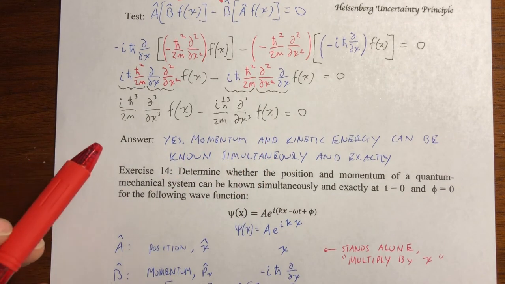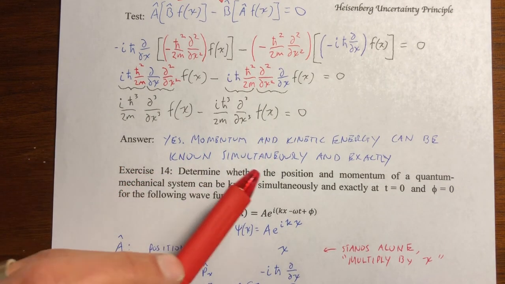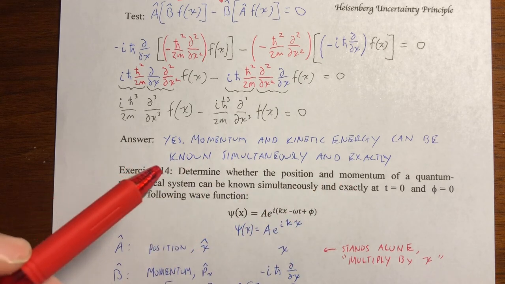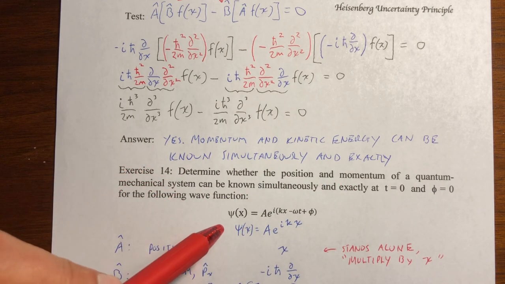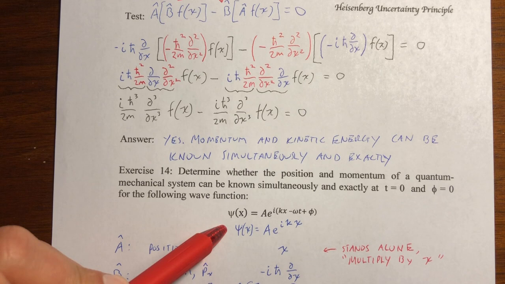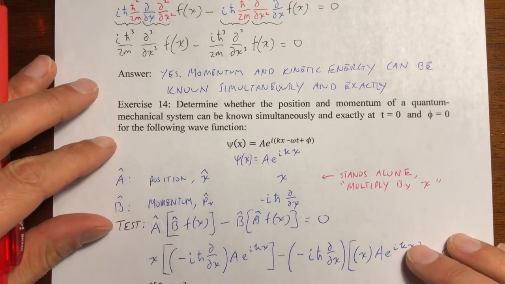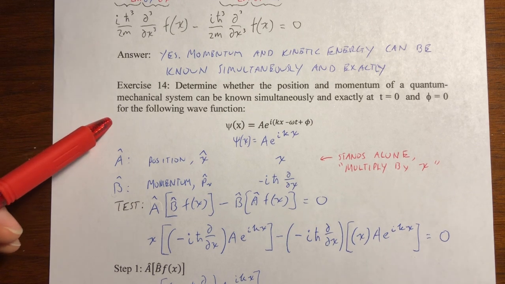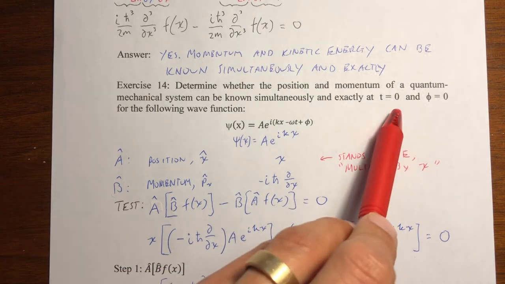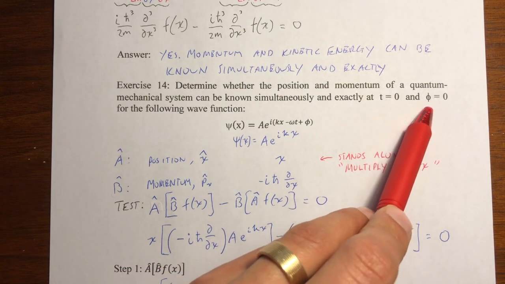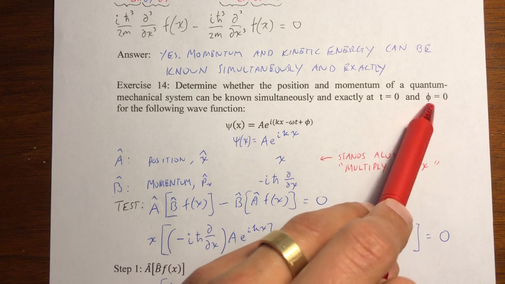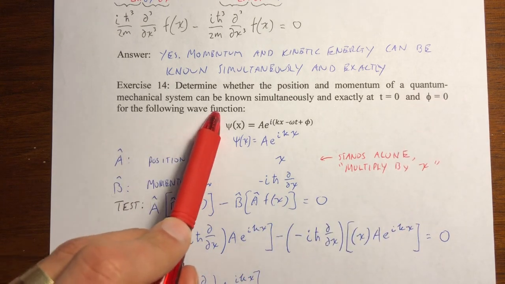So now let's determine whether or not two other observables, position and momentum, can be known for a non-arbitrary wave function, a specific wave function for a wave shown here. So that brings us to exercise 14. Determine whether the position and momentum of a quantum mechanical system can be known simultaneously and exactly at t equals 0 and phi equals 0. This is our phase angle for the following wave function.